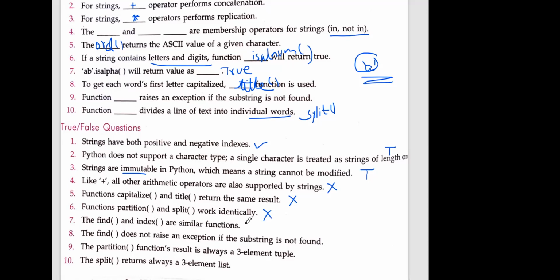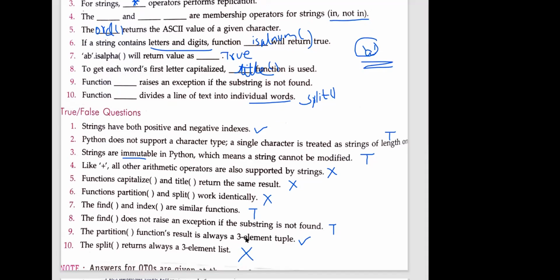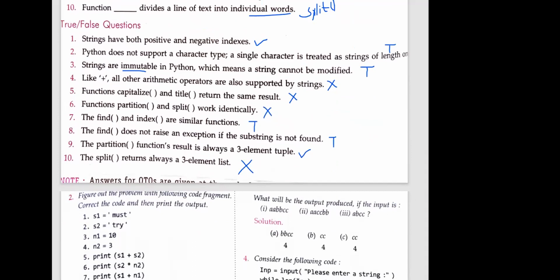Then find and index are similar functions. True. They are similar functions, with only one difference. Otherwise, they both are similar. The find function does not raise an exception if the string is not found. True. The partition function's result is always a 3-element tuple. True. Even if the information is not there, it is going to return 3 pieces of information. The split returns always a 3-element result. False. This is false. This is the main difference. Now come to the next question.